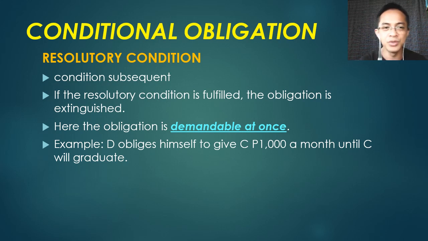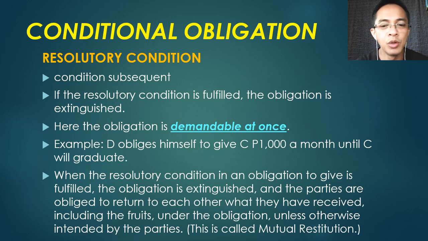Okay? So, take note class, ang resolutory condition, sa umpisa, may obligation ka na. Pero kapag nangyari yung resolutory condition, the obligation will be extinguished or will be cut off. It will stop. When the resolutory condition in an obligation to give is fulfilled, the obligation is extinguished and the parties are obliged to return to each other what has been received, including the fruits under the obligation unless otherwise intended by the parties. This is called mutual restitution.